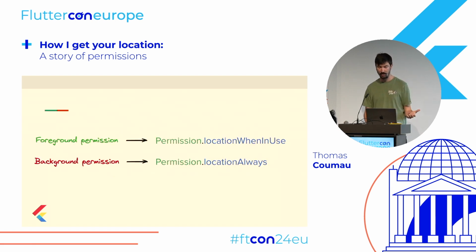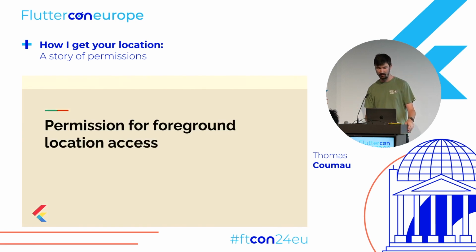How does it translate into the library we use? For foreground permission, we can use permission.location when in use, and for the background permission, permission.location always. But you can also use permission.location, but we decided to split the responsibilities because sometimes we will not need background permission, which is a strong permission, and most of the time we will not need it. So let's get started with permission for foreground location access.